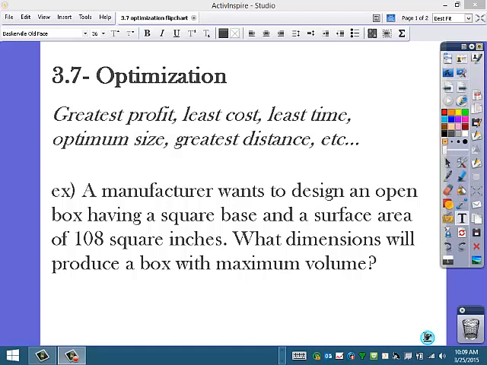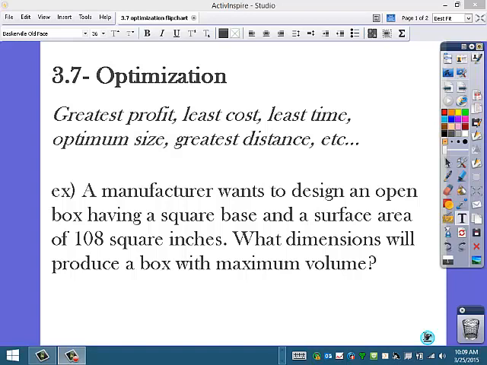Or maybe you're trying to decrease your costs. You're trying to figure out how can you build something in such a way that you use the least amount of money or the least amount of materials. Or maybe you're trying to save time. How can you optimize your time, or the greatest distance? Whatever it is, these problems are basically you trying to figure out a maximum or a minimum. Like we're either trying to make something as big as we possibly can, or we're trying to make something as small as we possibly can. And it can be applied to a lot of different contexts.